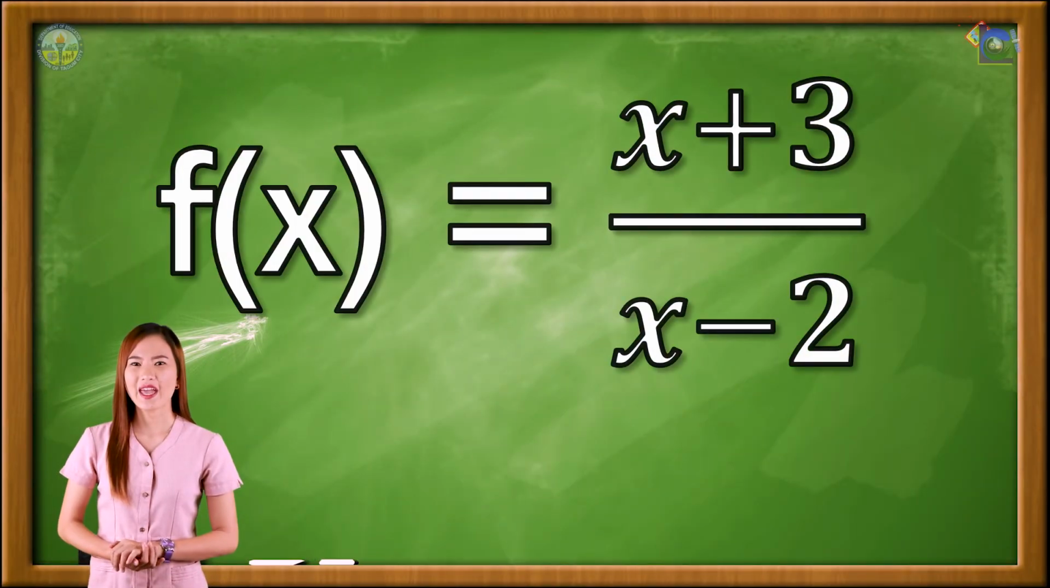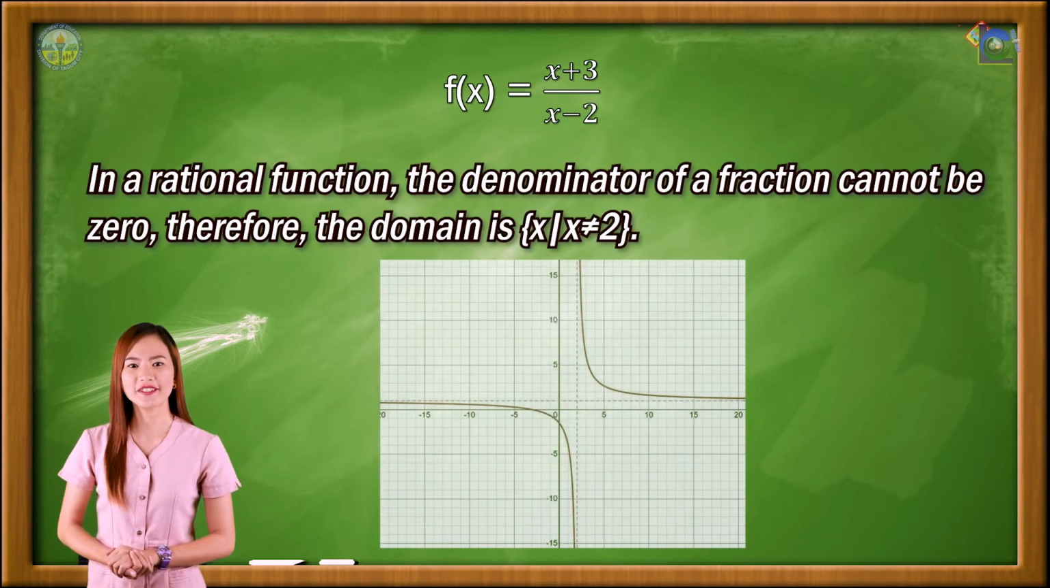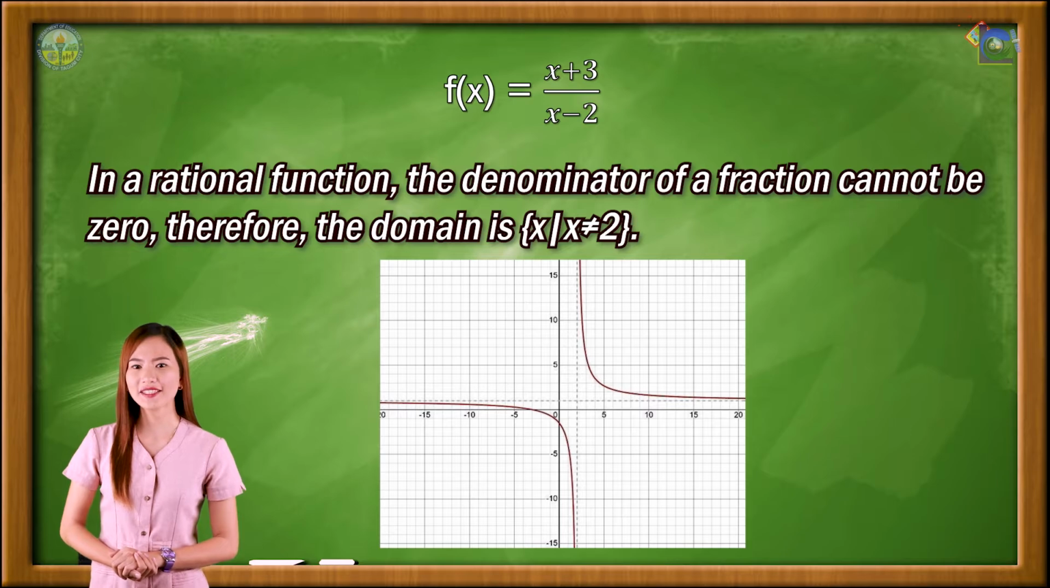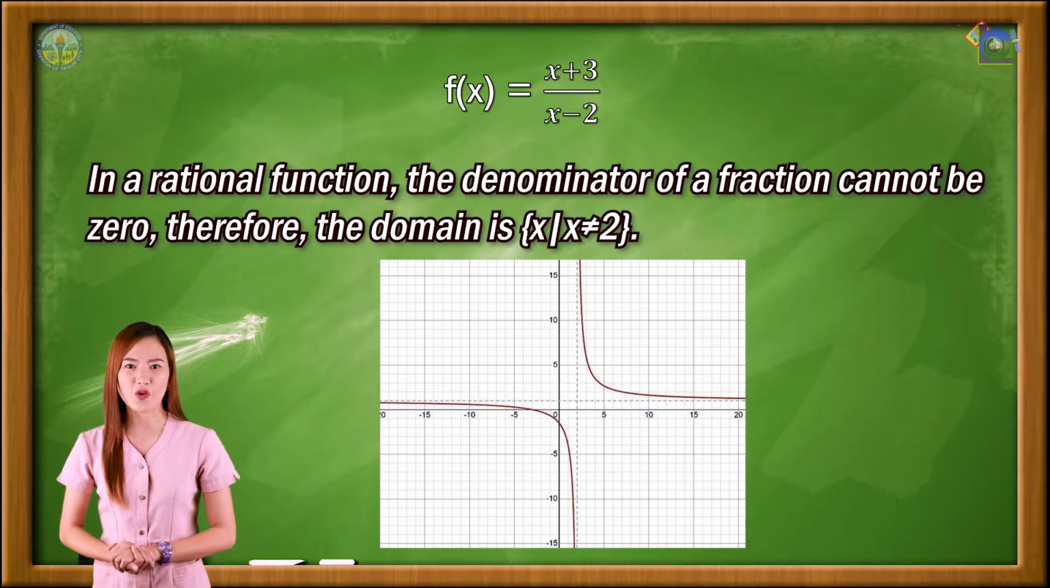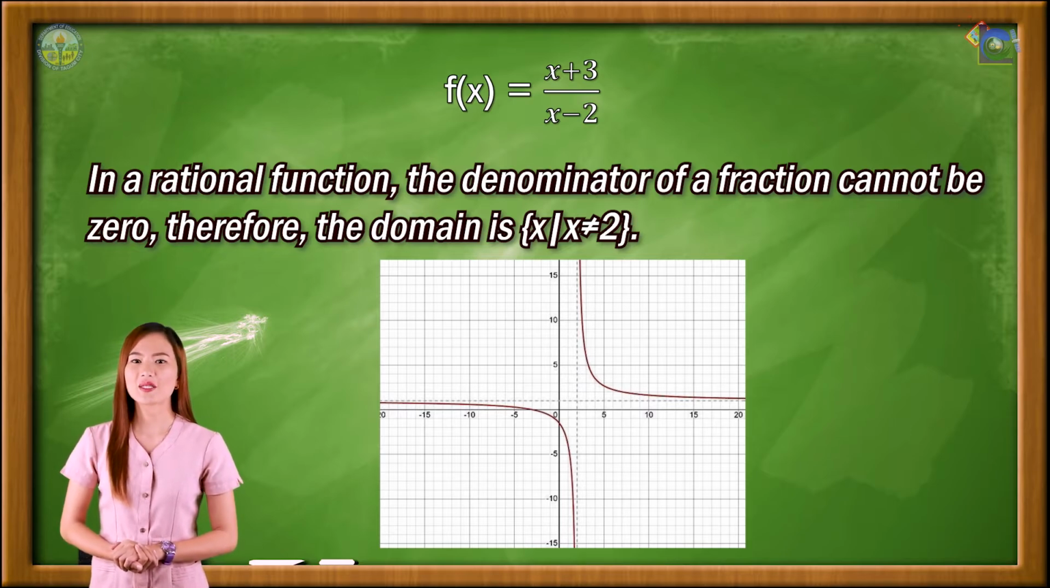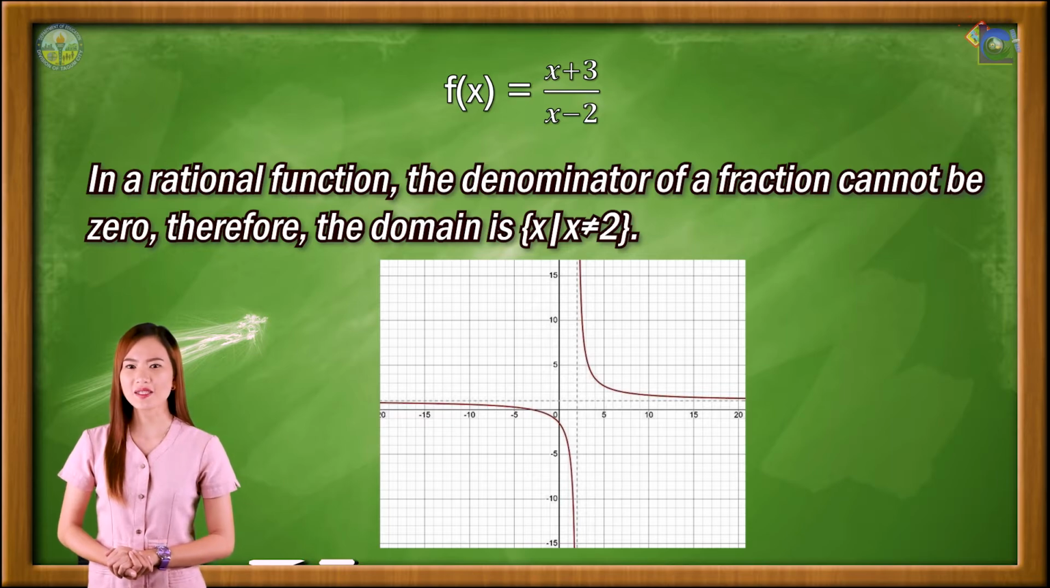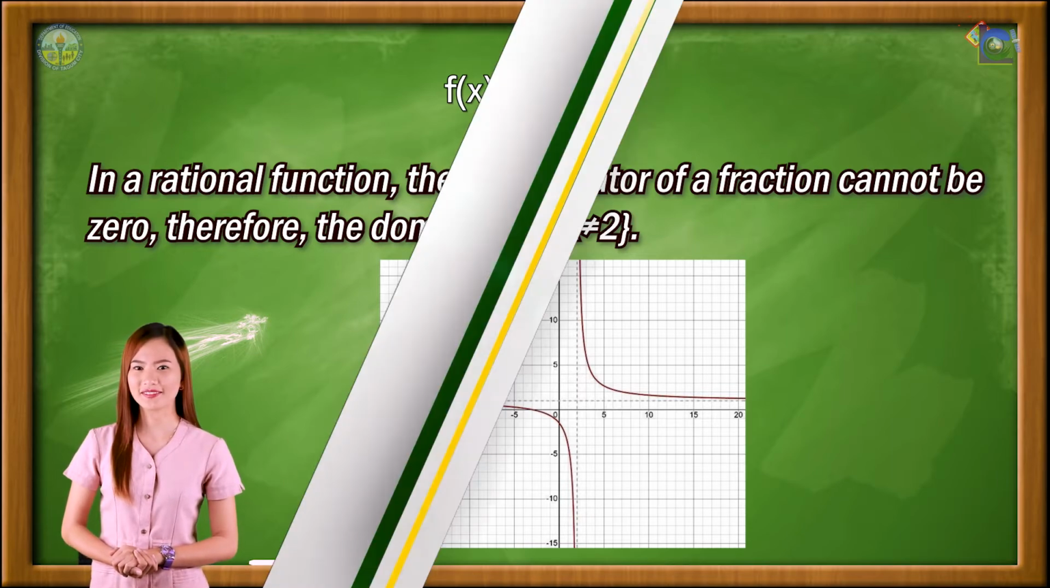Letter C. f of x equals x plus 3 all over x minus 2. In a rational function, the denominator of a fraction cannot be 0. Therefore, the domain is the set of all x such that x is not equal to 2.